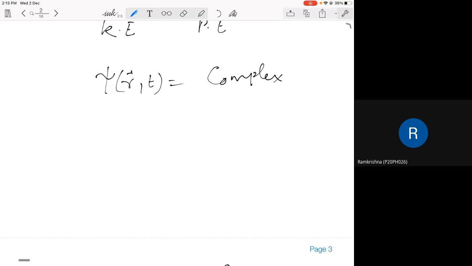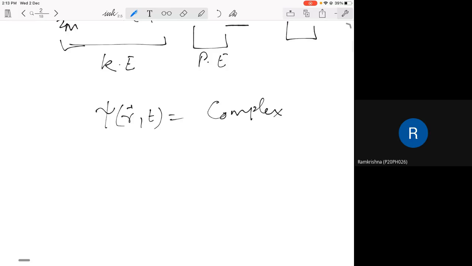Mostly this wave function is a complex wave function. Then what is actually real is what we know as a probability distribution, and that we find out normally by calculating psi star psi. So this is your probability of finding a particle at a certain position r at a particular time t.